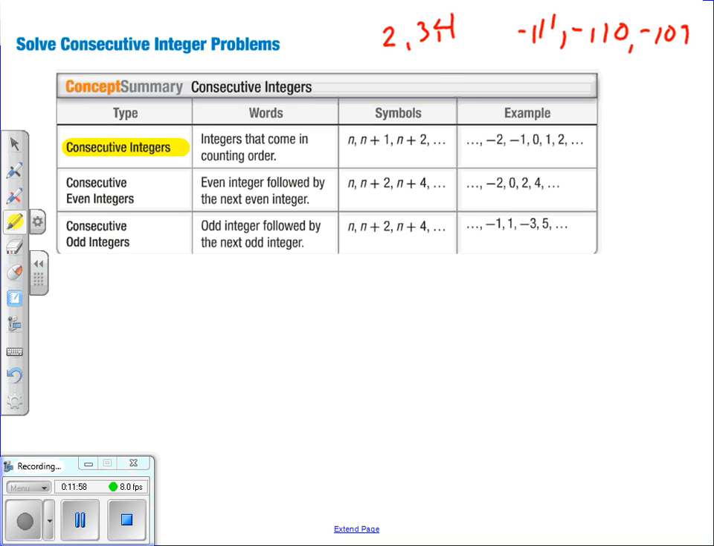And those are integers that are exactly in counting order. So if you think of it, if 2 is our first integer, if we add 1 to it, some number plus 1, that would be 3. Some number plus 2 would be 4, and so on.